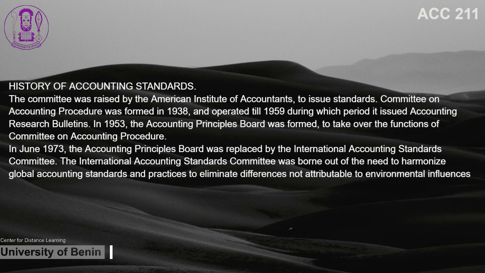In June 1973, the Accounting Principles Board was replaced by the International Accounting Standards Committee. The International Accounting Standards Committee was born out of the need to harmonize global accounting standards and practices to eliminate differences not attributable to environmental influences.